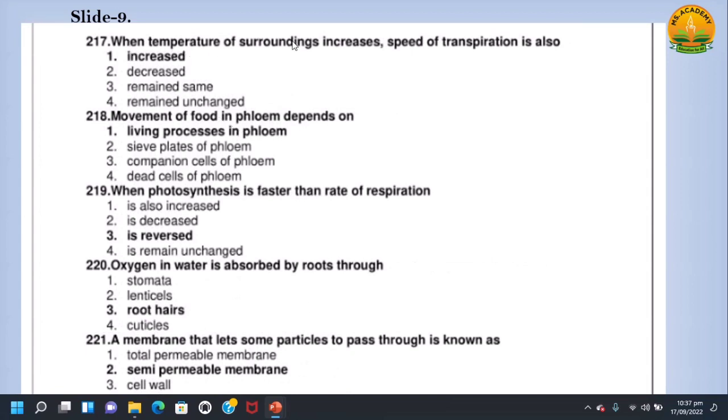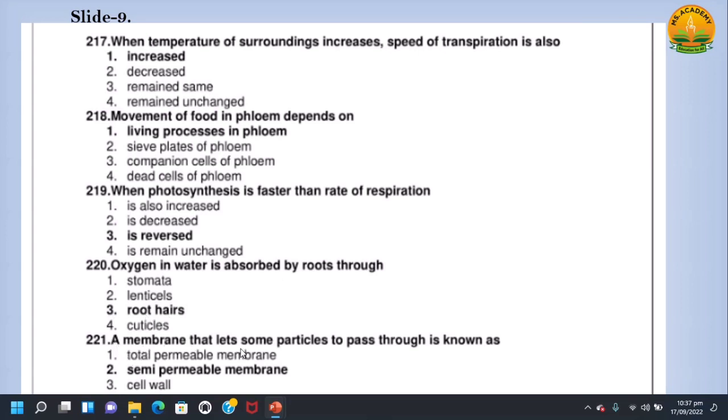When temperature of surrounding increases, speed of transpiration is also, right option is 1, increased. Movement of food in phloem depend on, right option is 1, living process in phloem. When photosynthesis is faster than rate of respiration, right option is 3, is reversed. Oxygen in water is absorbed by roots through, right option is 3, root hairs.